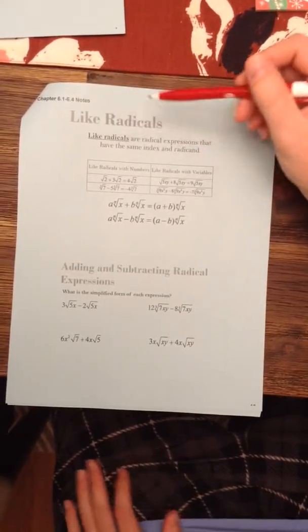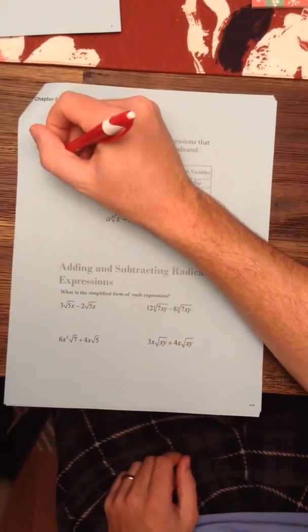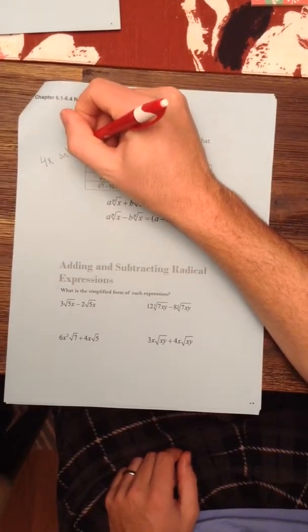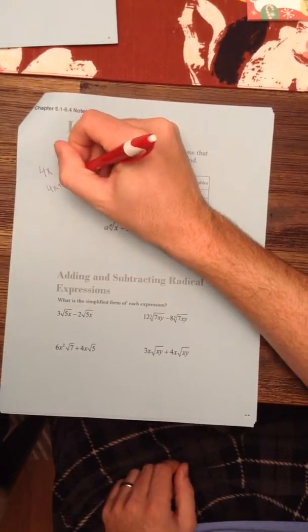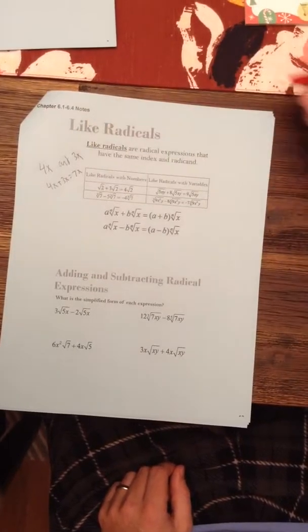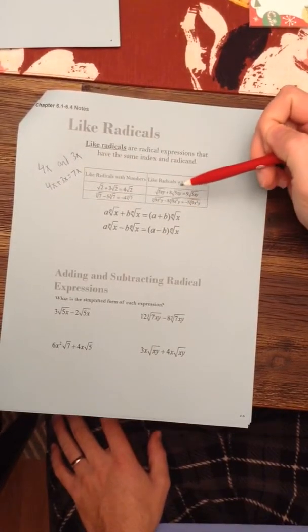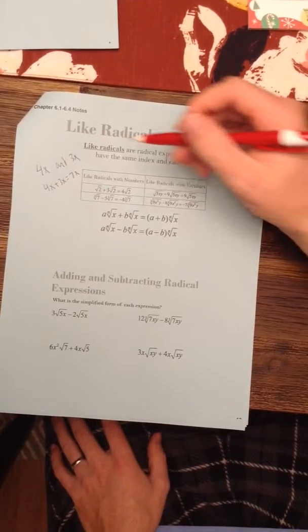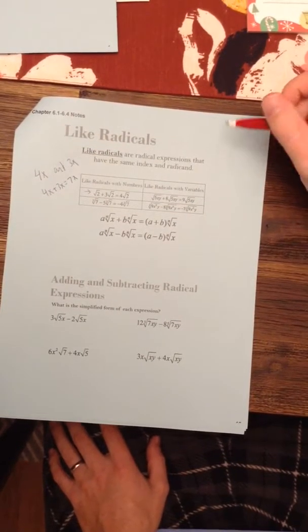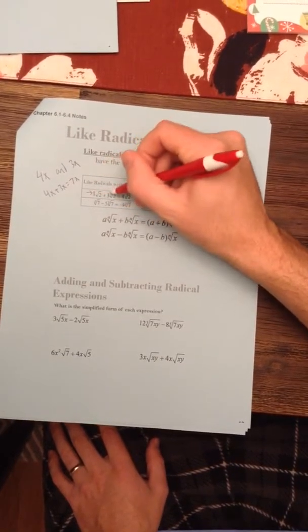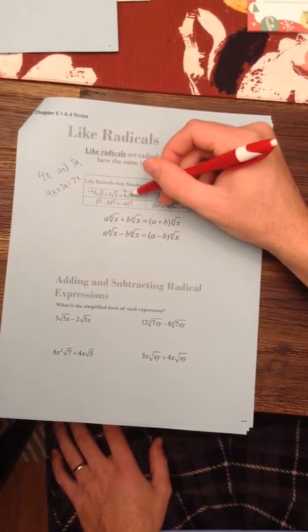Alright, when we talk about like radicals, it's very similar to like terms in the sense that if you had something like 4x and 3x, you could consider those like terms. So if you did 4x plus 3x, you could just add those together to be 7x. Like radicals are very similar to that in that if your radicals are the same, you can add the numbers in front. So in this example right here, you have the square root of 2 plus 3 square roots of 2, and you just add 1 plus 3 will give you 4, and you leave the square root of 2 as it is, so 4 square roots of 2.